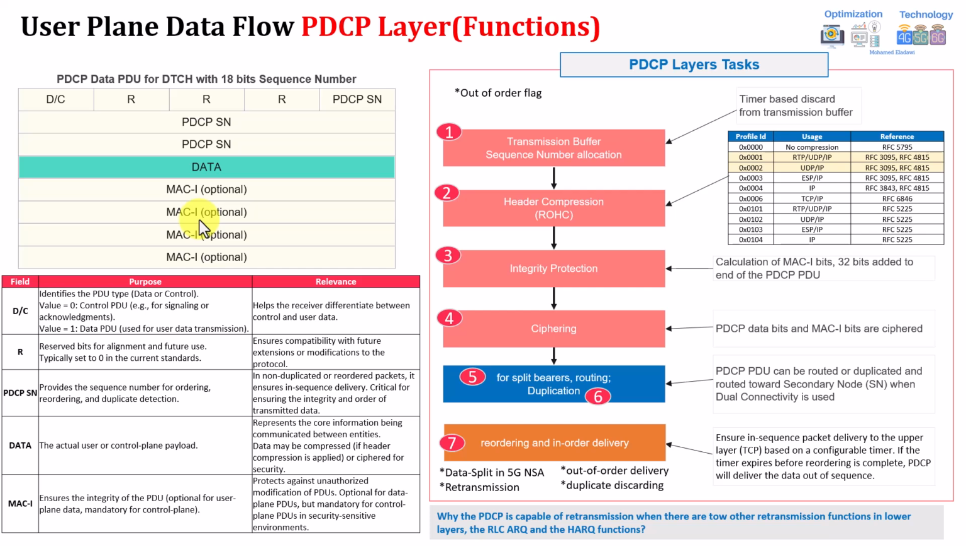It can be configured, enabled or disabled for data radio bearer, but it's a must for signal radio bearer. So this is the overview for the PDCP header. Again, the sequence number can be exactly the same as RLC, 12 or 18 bits. And this is also the window size. If you don't remember window size, you can go back to the first session.